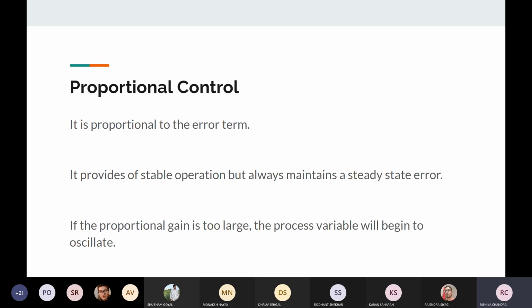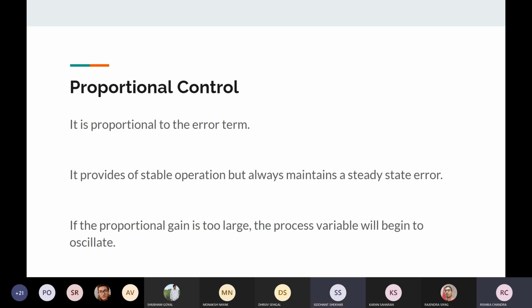Now let's have a look at them one by one. First is the proportional controller. As the name suggests, it is proportional to the error term. It has some constant Kp, and that multiplied with the error term gives the output. Like Kp into error is the output of the proportional control. But there's some problem with this controller, that it always maintains a steady state error. Though it provides for a stable operation, it always maintains a steady state error.